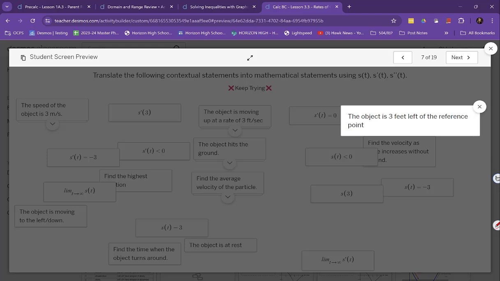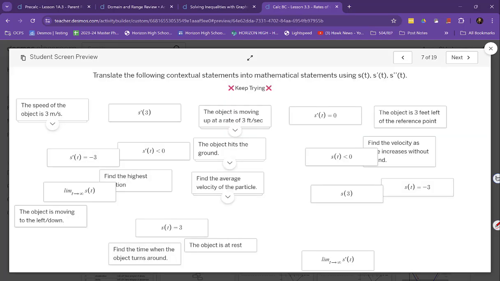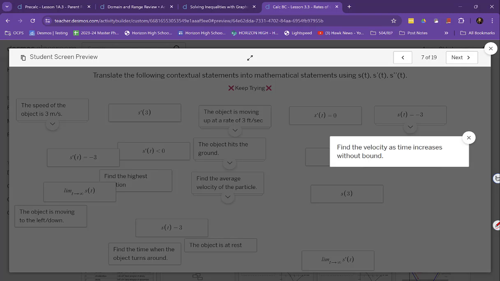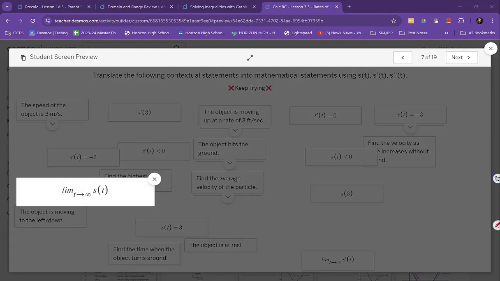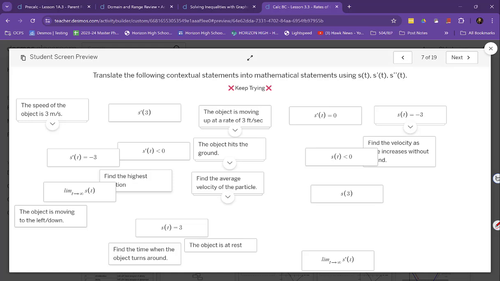The object is 3 feet left of the reference point. So we're talking about the position of the object, S. The object is 3 feet to the left, so S is negative 3. S is negative 3 right here. Find the velocity as time increases without bound. Increases without bound, that's to infinity. Time is going to infinity for the velocity, so that would be the limit. Here I have a limit, but that's a limit of position. I need the limit of the velocity. Oh, that would be down here.